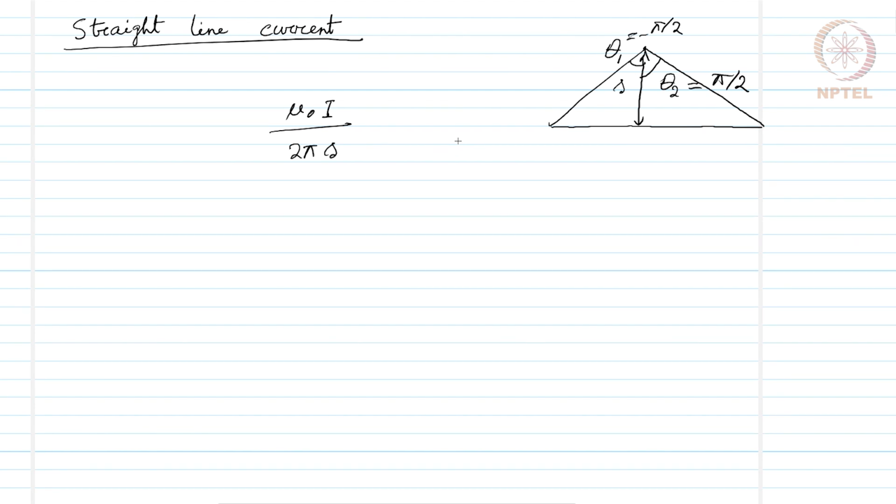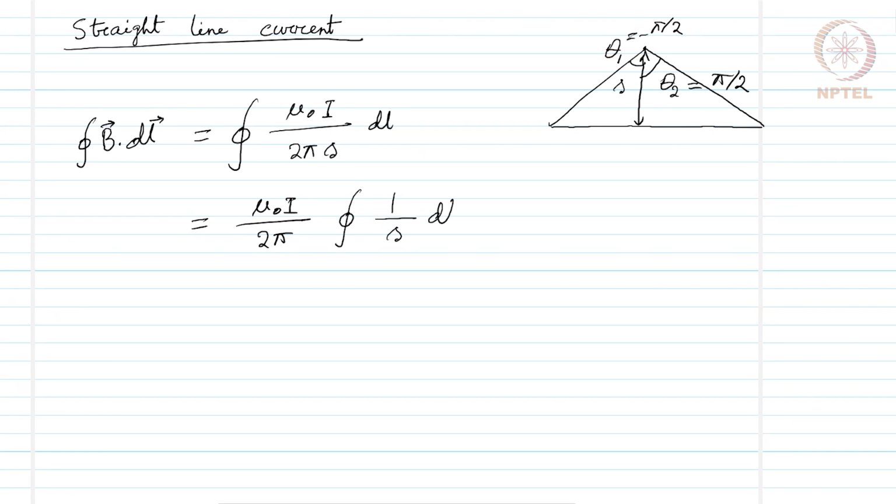And if we have that, then can we find out the cyclic integral over B dot dl, that is, the cyclic line integral over B dot dl? If we try doing that, we will have to write down this, and if we do this in the cylindrical coordinate system, except s, everything else is constant under the integral. So, that will come out: mu naught I over twice pi times the cyclic line integral over 1 over s dl.